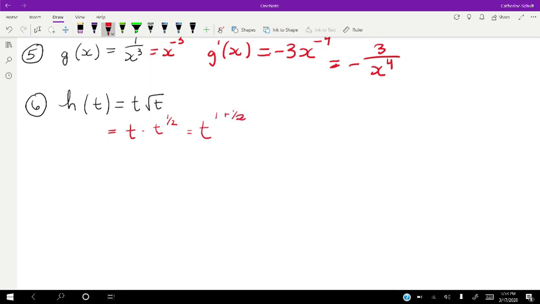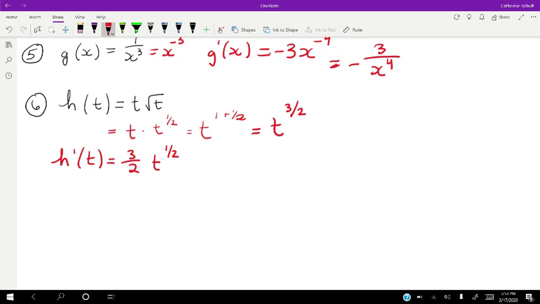All right, so what's 1 plus a half? 3 halves. There we go. All right, so h of t equals t to the 3 halves. So now we're ready to take the derivative. So we bring down the exponent and subtract 1 for the new exponent.